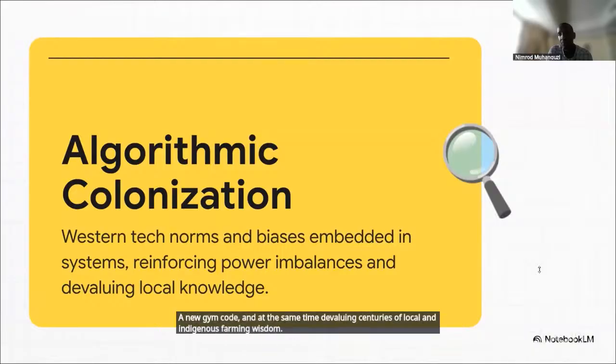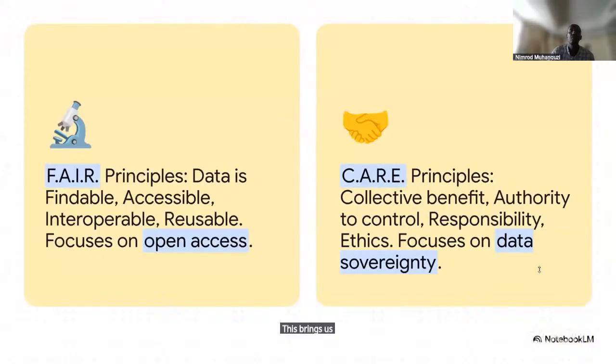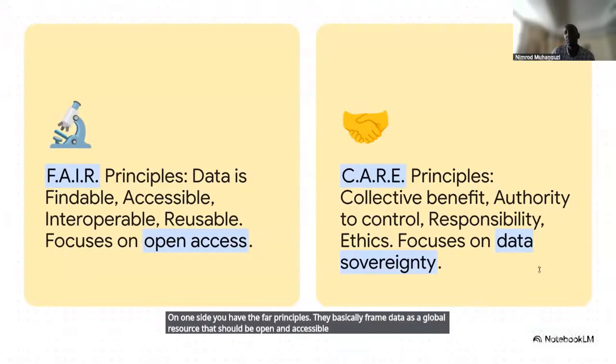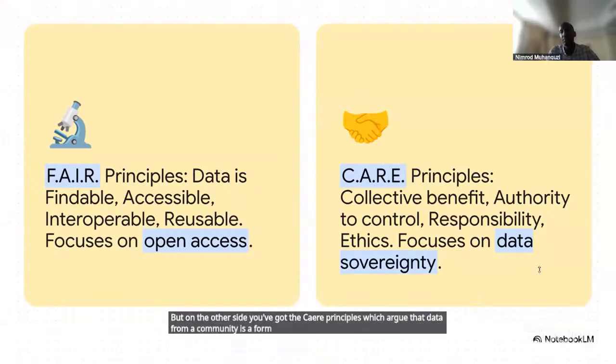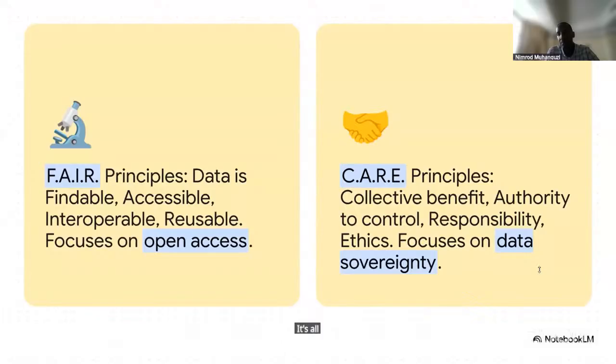This brings us to a really fundamental conflict over what data even is. On one side, you have the FAIR principles. They basically frame data as a global resource that should be open and accessible for research and innovation. But on the other side, you've got the CARE principles, which argue that data from a community is a form of heritage that has to be controlled by that community. It's all about this idea of data sovereignty.